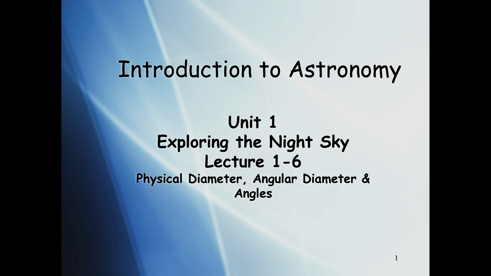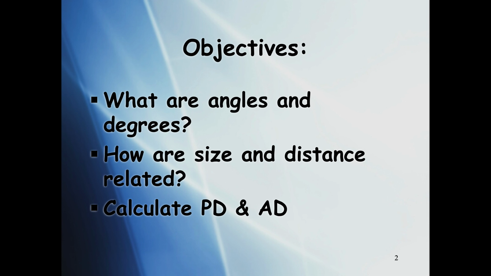Everybody, to our final lecture of Unit 1. This kind of builds on the last lecture with the celestial sphere, and we're going to take a look at physical diameter and angular diameter, and just see how angles are used in general in astronomy. We'll talk a little bit about how physical and angular diameter could be calculated.